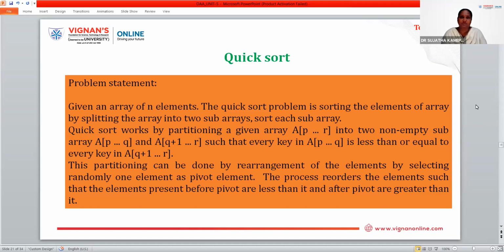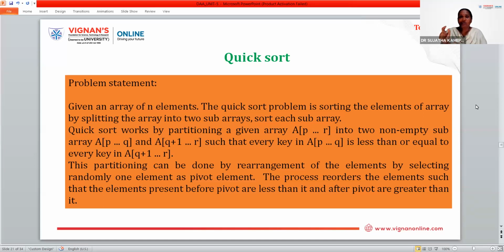So first of all, what is the problem statement? You are given an array of n elements. The Quicksort problem is sorting the elements of the array by splitting the array into two subarrays and sorting each subarray recursively. Quicksort works by partitioning the given array A[p..r] into two non-empty subarrays A[p..q] and A[q+1..r].